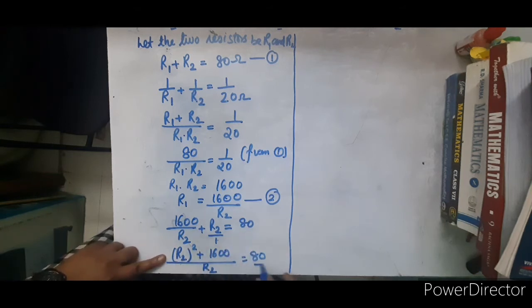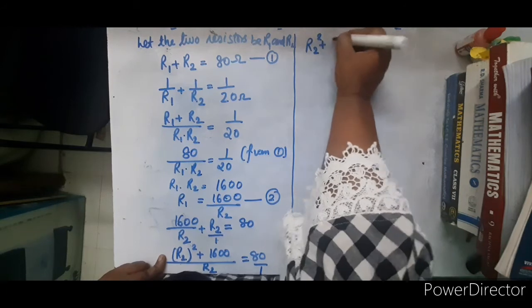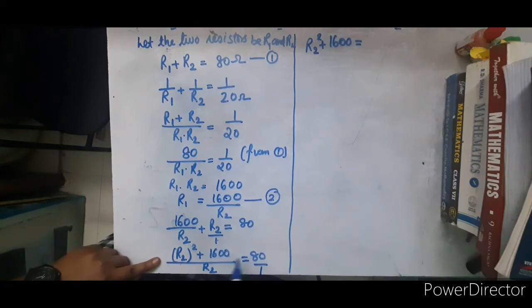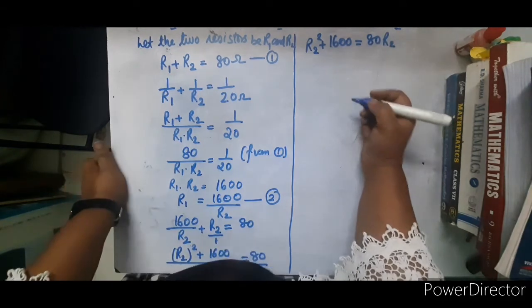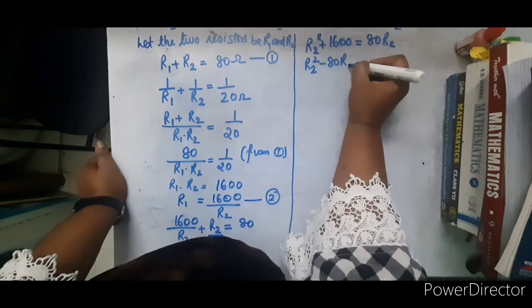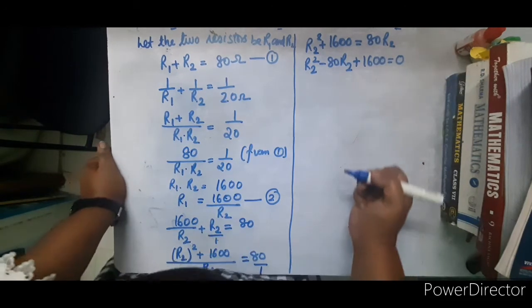So if you see here, you can cross multiply this once again. If equal to is there, you have to multiply it this way only once, like this, cross multiply. So R2 square plus 1600 into 1 will be same. R2 square plus 1600 equal to R2 into 80 will give us 80 R2. Got it, kids? So R2 square, if I get this here, it is minus, plus goes to other side, it's minus, plus 1600 equal to 0.